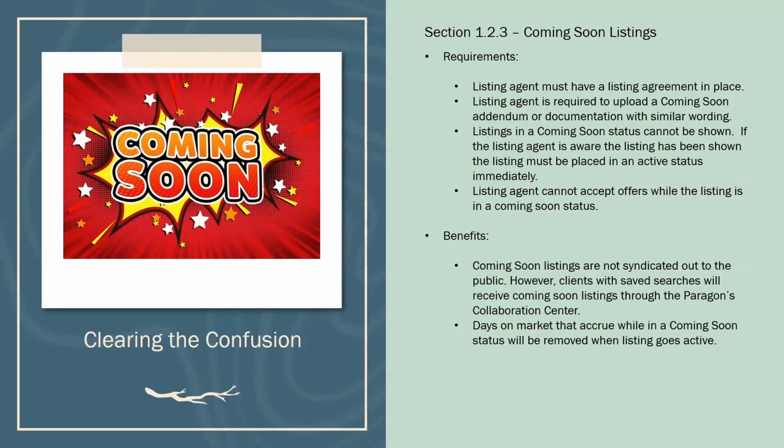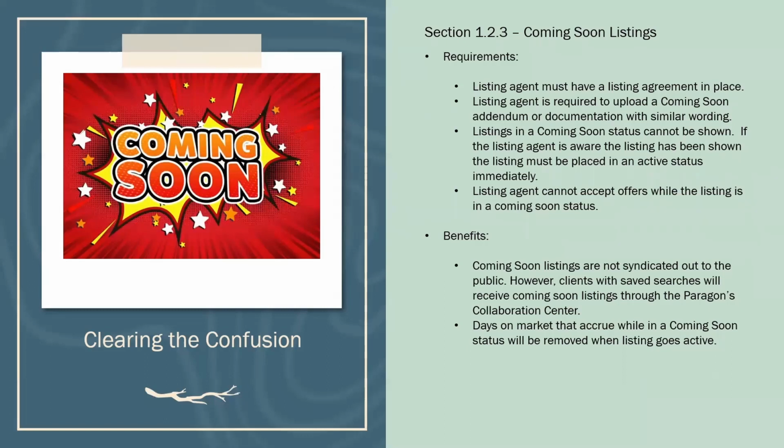So if you had a contact set up and they had criteria they're looking for, let's say a condo in Pensacola Beach, and you have that information going to them automatically through the Collab Center, and then suddenly a coming soon listing pops up, they will get that coming soon listing. So they'll know there's a house or a condo coming on the market that fits the criteria they're looking for.